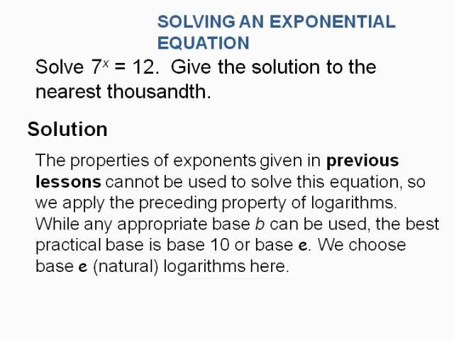7 raised to the x power equals 12, and it says give the solution to the nearest thousandth. Now notice in the solution down here, the properties of exponents given in previous lessons cannot be used to solve this equation, because remember, in previous lessons we used to be able to get these base numbers the same. I mean, all the other exponential equations we've talked about, and I'll give you an example here.